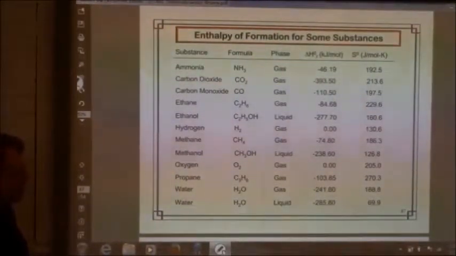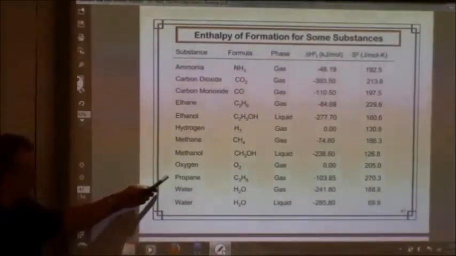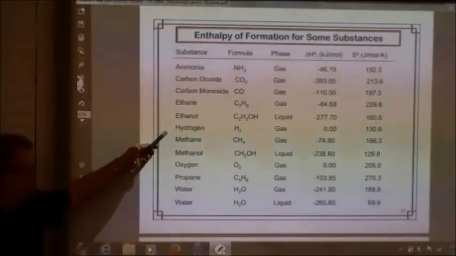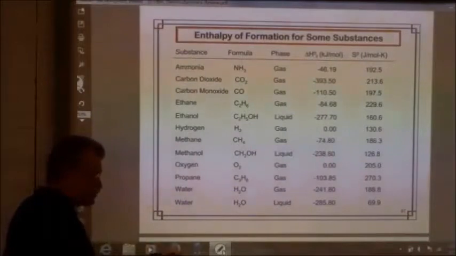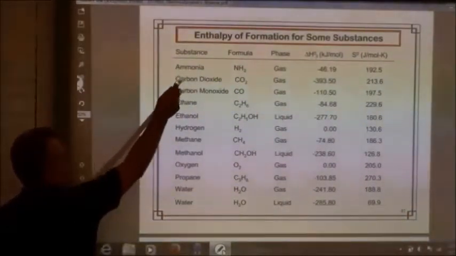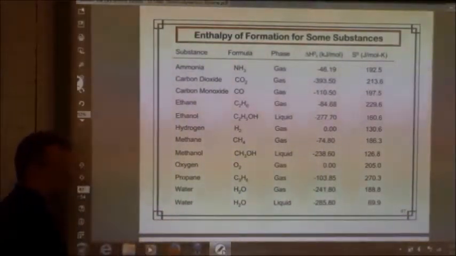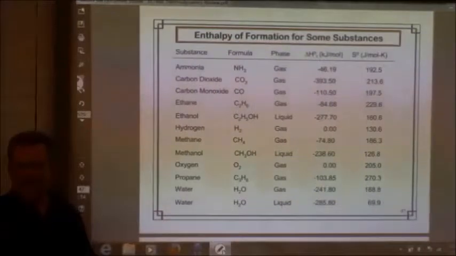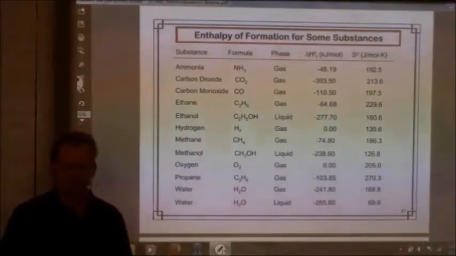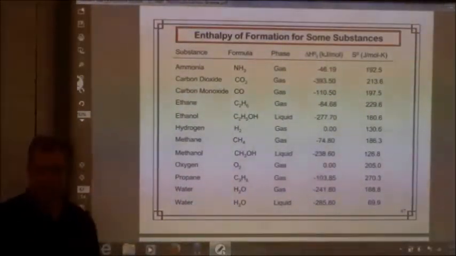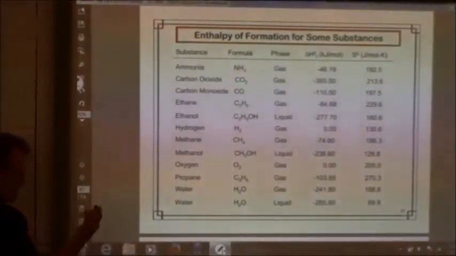So here are some enthalpies of formation. And here you can see some various fuels: propane, methanol, methane, hydrogen. Those are fuels, and then the products of combustion include carbon dioxide, carbon monoxide, and water. What you'll notice here is that water has a different enthalpy of formation depending on whether it's a gas or a liquid. This is actually going to become important in a minute or so when we start talking about the exhaust.